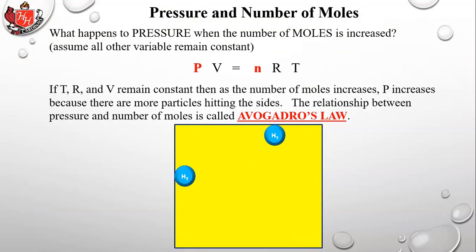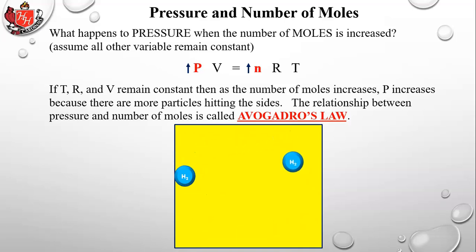What happens to pressure when the number of moles is increased? So again, mathematically, if N goes up on the right, let's say you double the number of moles, then pressure doubles on the left. So if T, R, and V remain constant, then as the number of moles increases, pressure increases because there are more particles hitting the sides. The relationship between the pressure and number of moles is called Avogadro's law.